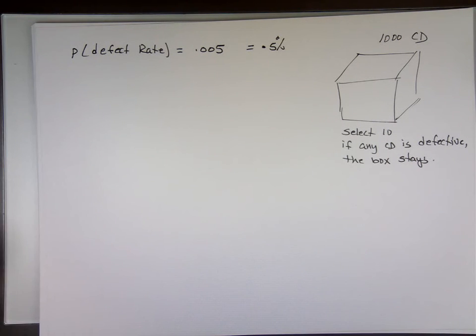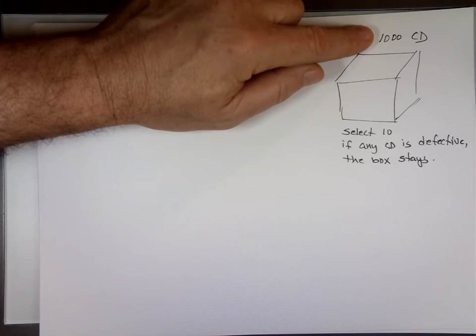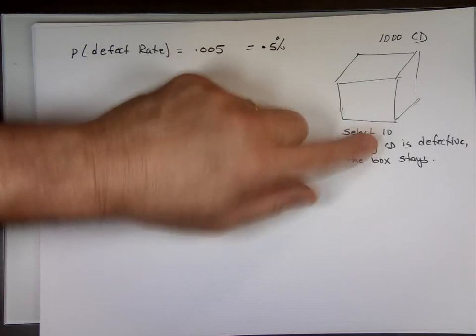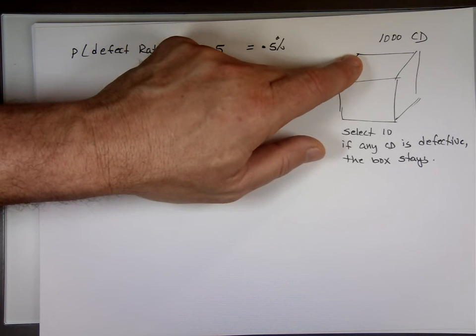We're going to select 10 CDs, and if they pass, what's the chance a box like this will pass the test? Now, when you select these 10 CDs, you're not putting them back in the box. But remember we said last class, if you have a large sample, 1,000 is a large sample, and you're selecting less than 5% of it, what's 5% of 1,000? It's 50. Is 10 less than 50? You can treat them as independent. Okay, so let's find out.